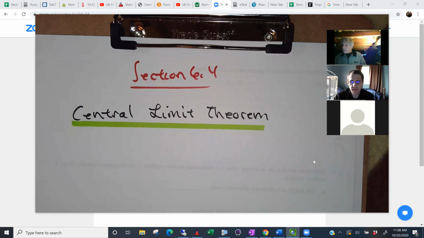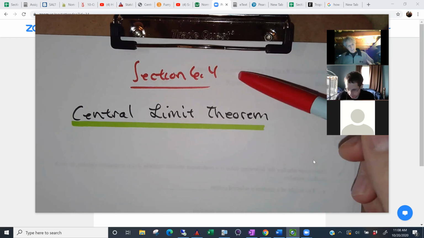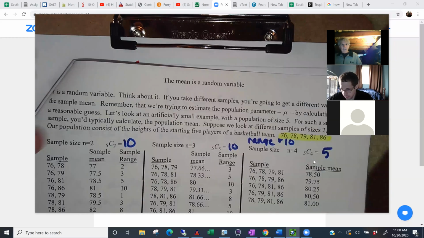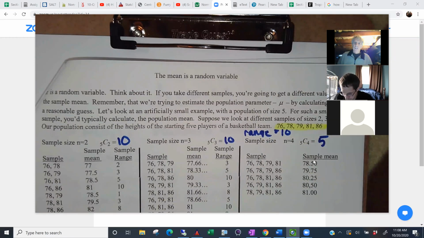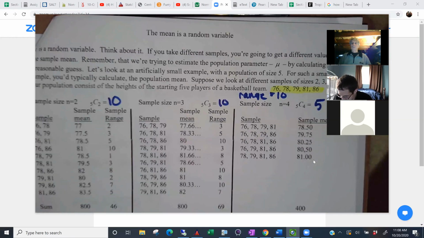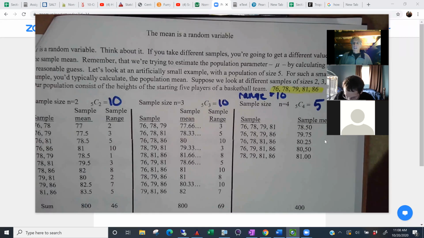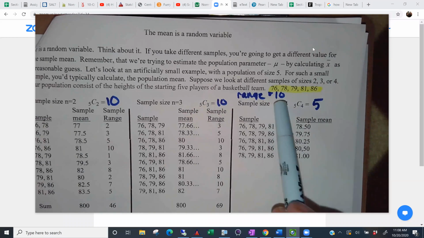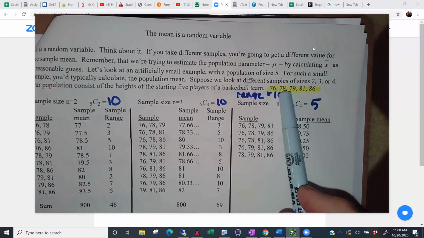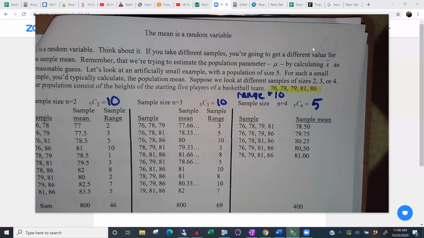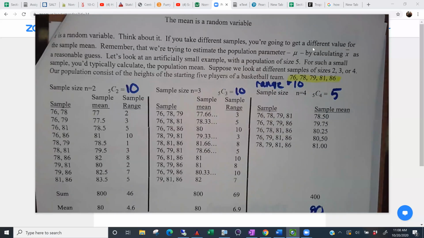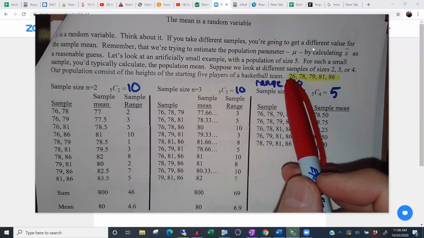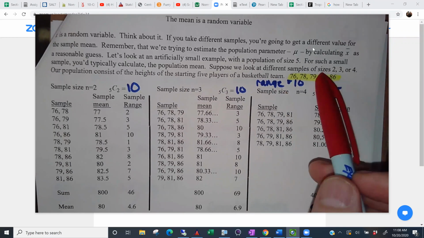So our work here in section 6.4 is going to start out with the work we did in section 6.3. Let me remind you what we did, some of the big conclusions that we got out of that. We started out with a population of size 5, just these 5 heights for some basketball players. And we didn't want to take the time to find the average for all 5 of these. Oh my gosh, that'd be a lot of work.